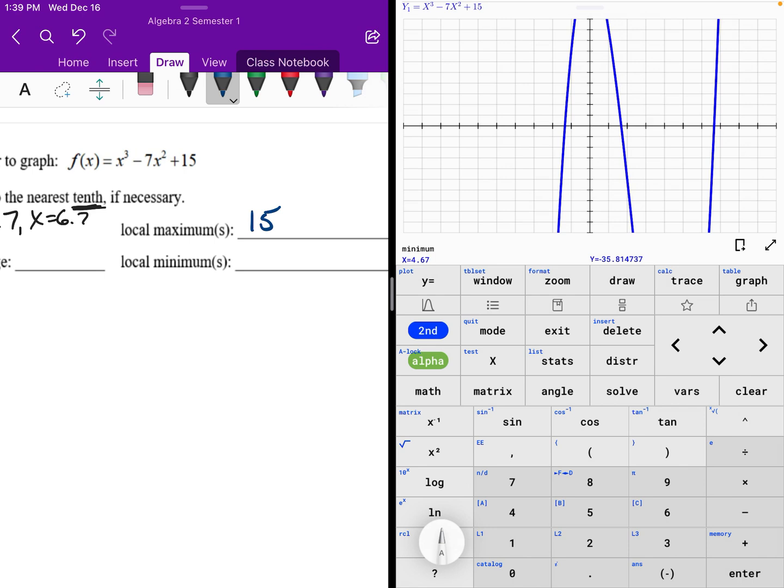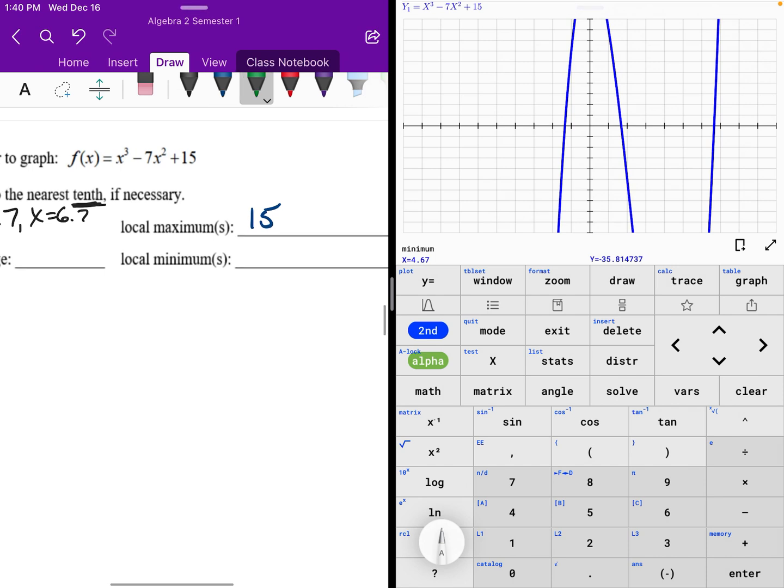Again, on the test, you will not see one like that. You should be able to see those max and min specifically on the test, but it's the same idea, left and right bound. In this case, that minimum is -35.8.